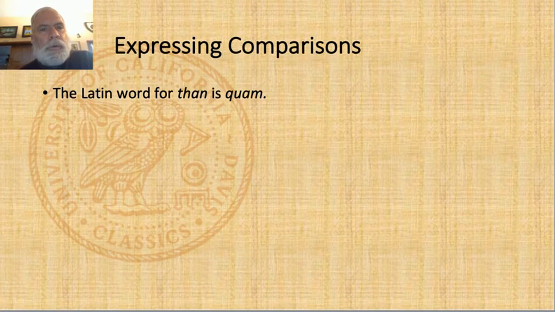The Latin word for than is quam. Actually, quam is a Latin word that means how, and in many languages, the word for how is used the way English uses the word than.